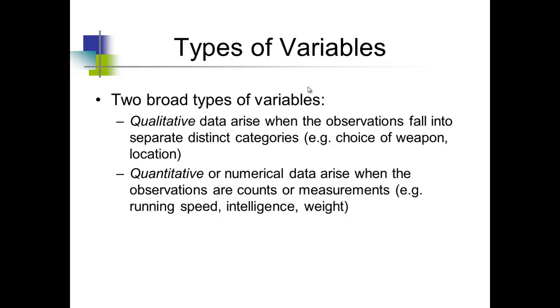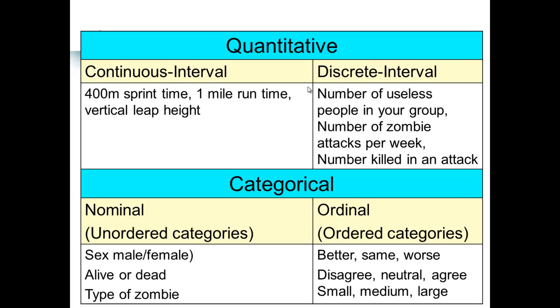Quantitative variables are those that arise from specific counts or measurements, basically numerical data. These are sometimes called interval variables, and they're essentially things that you would measure. So a running speed, intelligence, weight. You might also have number of walker kills, number of survivors killed because you're an idiot, etc. Those are the types of things that you might see as a quantitative variable.